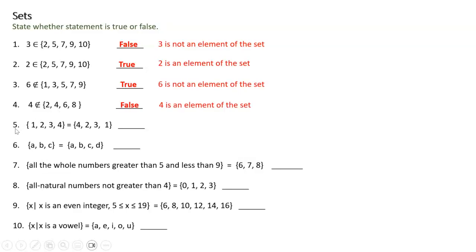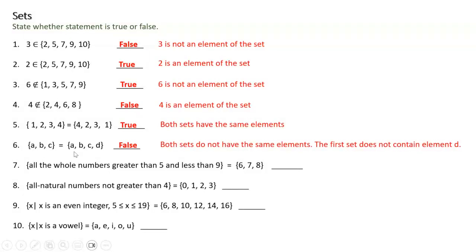Number 5. The set containing the elements 1, 2, 3, 4 is equal to the set containing the elements 4, 2, 3, 1. This is true because every element on the first set is also on the second set. They're equal sets. Now look at 6. The set containing A, B, and C is equal to the set containing A, B, C, D. This is false. Why? Because the first set is missing the D. For them to be equal sets, they have to have exactly the same elements.